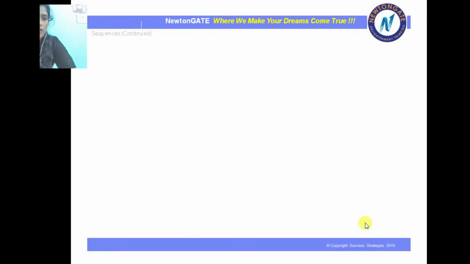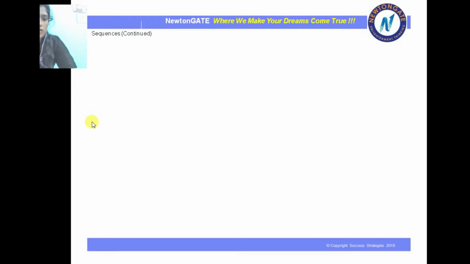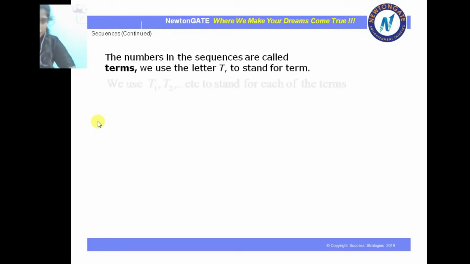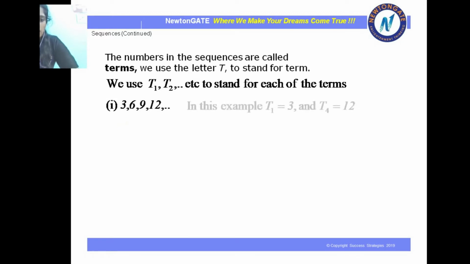Next, the numbers in the sequence are called terms. Each of these particular numbers which I had taken earlier is a term. We can use T1, T2 and so on for each of these terms. Like 3, 6, 9 and 12. In this example, the first term T1 is equal to 3 and the fourth term, that is T4, is 12.